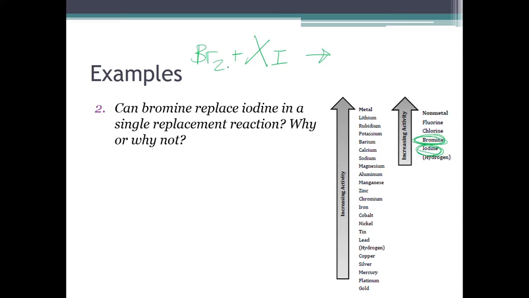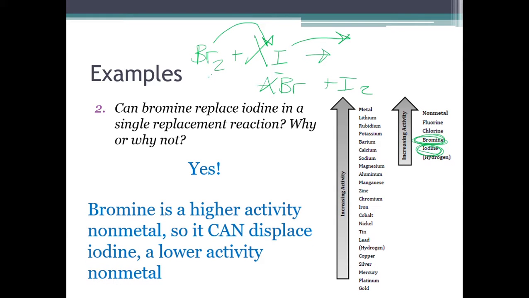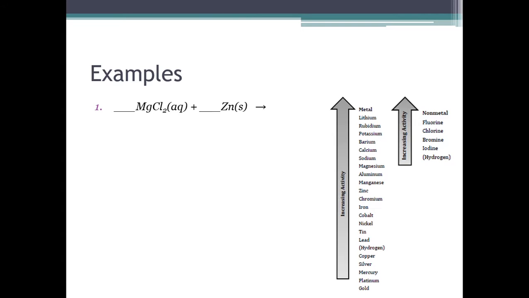Can this occur? Well, this bromine is a higher activity than this iodine that's in the compound. So yes, bromine can come in and kick this iodine out. And then you'll have bromine paired up with whatever this metal is and iodine all by itself. So yes, this reaction can occur because bromine is a higher activity non-metal, so it can displace iodine, which is a lower activity non-metal. All right, let's do this with actual reactions now, predicting the products and all that.